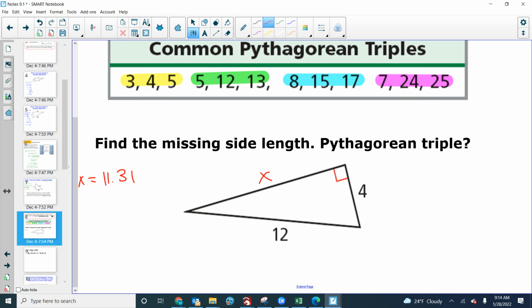All right, and we'll talk also about how if you scale these up, 3, 4, 5 is a Pythagorean triple. You can scale them up. 6, 8, 10. We'll talk Monday how you can use these in real life. One thing I wanted to get you guys thinking about: would side lengths of 1 foot, 2 feet, 3 feet, can those be side lengths of a triangle? Would it be a right triangle?